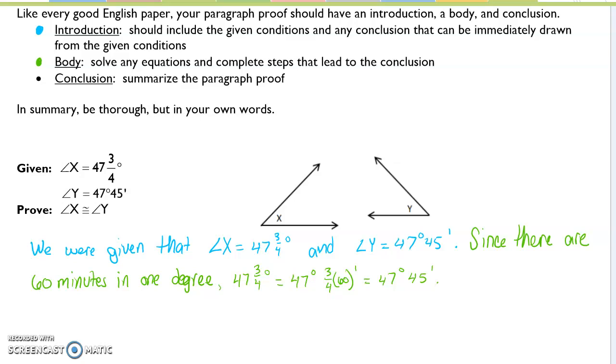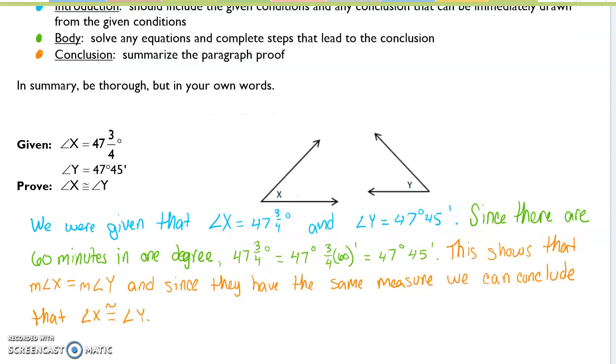The last statement we make is our conclusion, and it's a combination of the statement and the reason for the last statement if it was a two-column proof. Again, for this example, it's a one-sentence conclusion. This shows that the measure of angle X is equal to the measure of angle Y. Since they both have the same measure, we can conclude that angle X is congruent to angle Y.